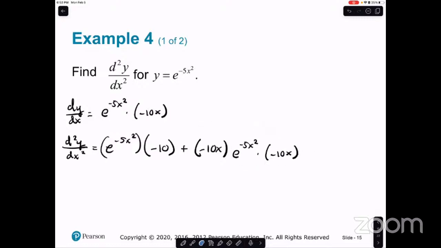Okay. Let's see what simplification we can do. It looks like both terms have this e to the negative 5x squared, also with a negative 10 that we can factor out. So we can factor out a negative 10 e to the negative 5x squared from both terms. In the first term, we're left with a 1.